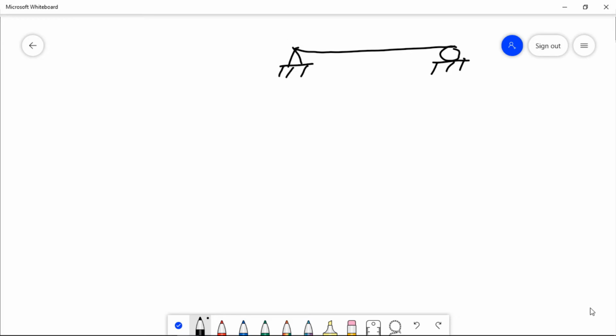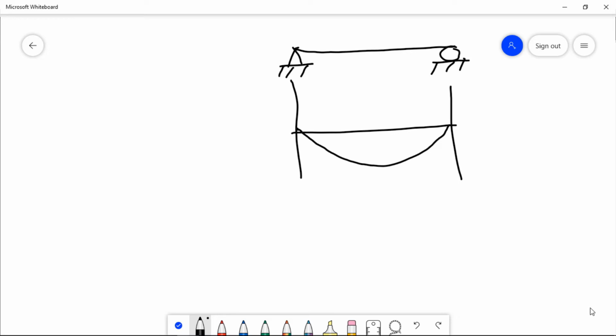Okay, here is the bending moment when we apply the load on the simply supported beam. When we apply the UDL on the simply supported beam, that is the bending moment curve. At the support there is zero moment. At the center there is a maximum moment.